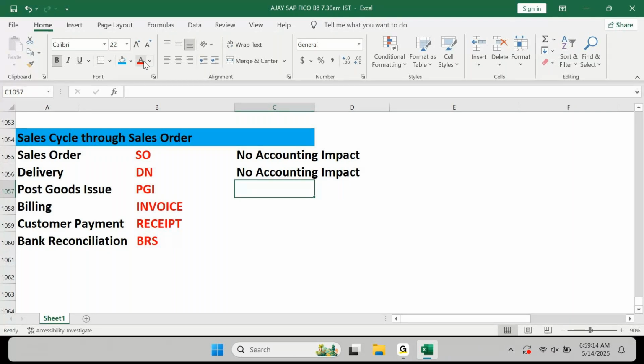Now, when you are issuing the material, is there any accounting impact or no accounting impact? Yes. Accounting impact.